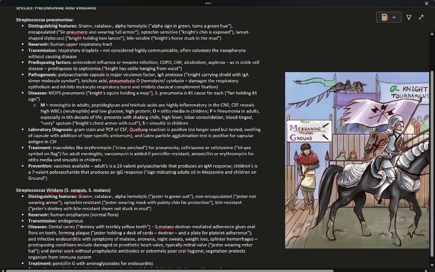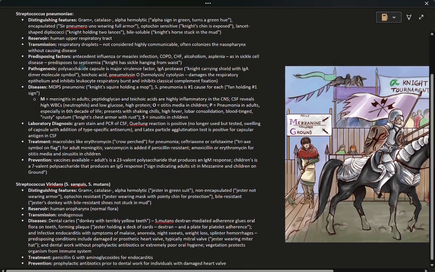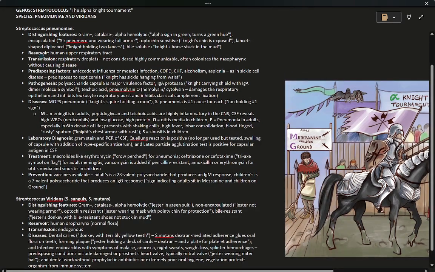Streptococcus pneumoniae can be found in the human upper respiratory tract, and so that's going to be its main reservoir. Regarding its transmission, it is going to occur through respiratory droplets. Although the bacteria is not considered to be highly communicable, and it often ends up colonizing the nasopharynx without causing disease. But just remember that if it is transmitted, it is through respiratory droplets.